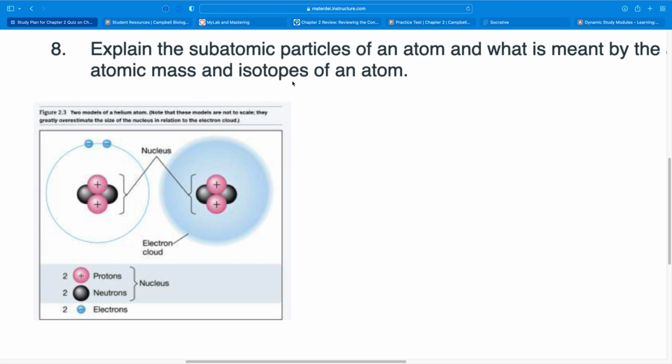What is an isotope? It is a different number of neutrons than is expected. Right here, black is a neutron, but if it had 3 neutrons, then it would be an isotope. It could have 4 neutrons and be an isotope. And we talked about how some of these isotopes are radioactive. They break down, they're unstable, and they're giving off pieces of themselves.